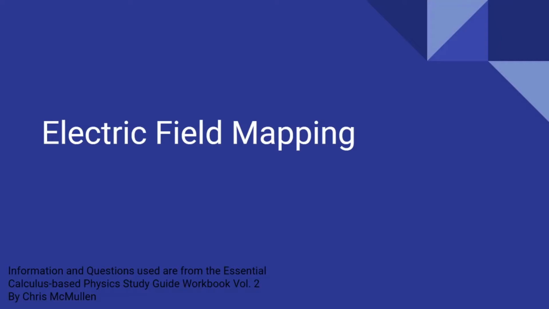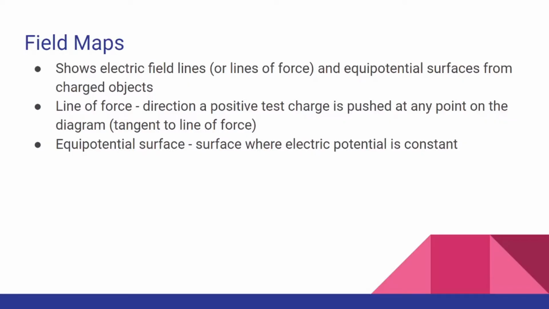An electric field map shows the electric field lines, or lines of force, and the equipotential surfaces of charged objects. A line of force is the direction a positive test charge is pushed at any point in the diagram, and equipotential surfaces are surfaces or wavefronts where the electric potential is constant. An example of a field map would be this.